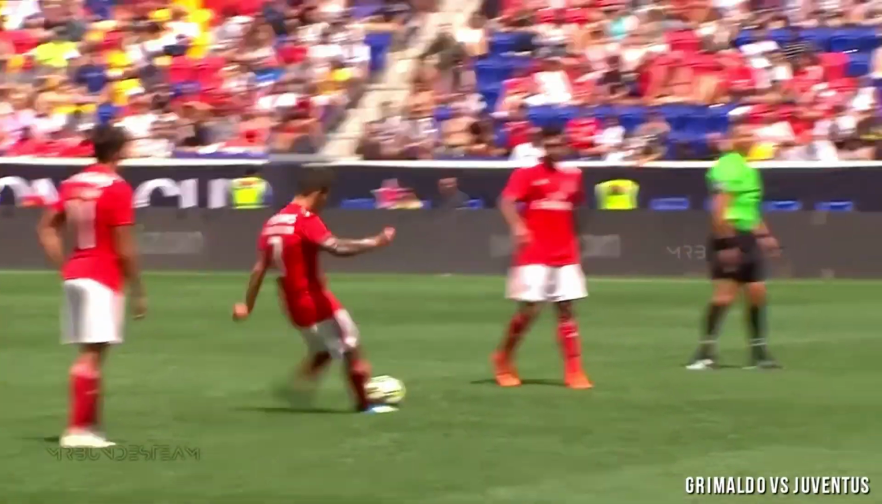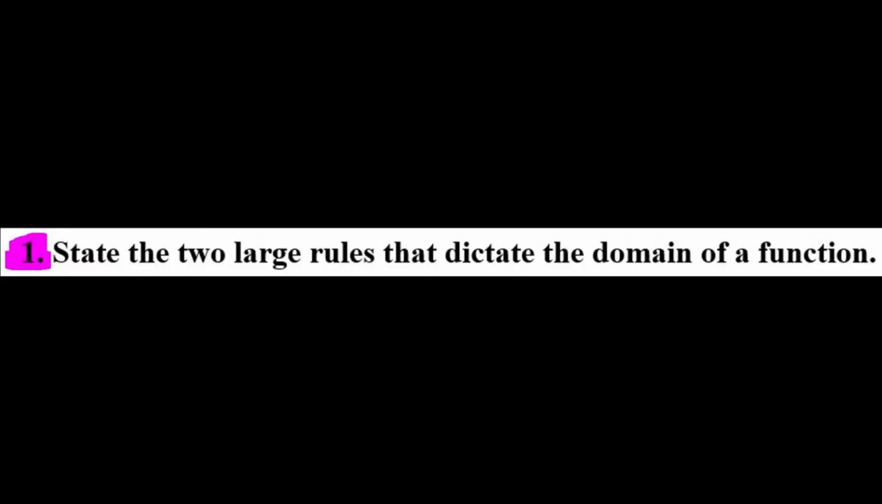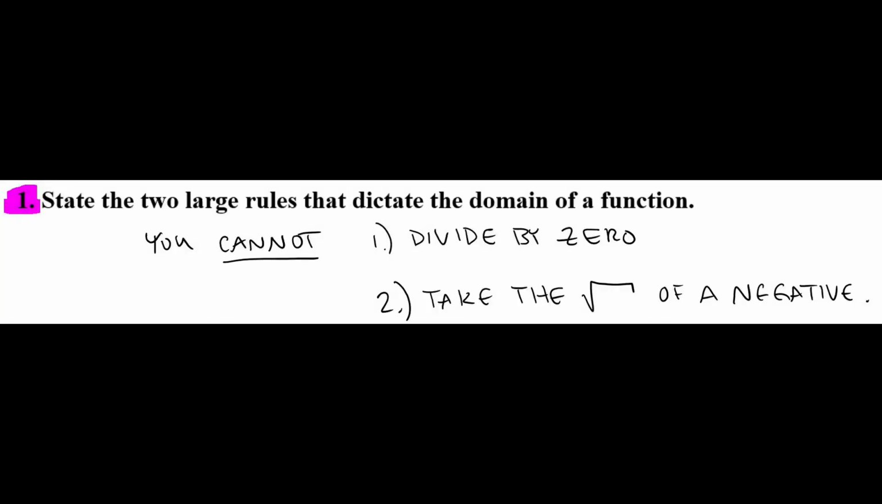All right, so let's talk first of all about number 1. Number 1 says, state the two large rules that dictate the domain and range of a function. For domain and range, the biggest things that you have to remember are you can never divide by 0 and you can never take the square root of a negative number. We do have a workaround for taking the square root of a negative number, and that's imaginary numbers, but we're not talking about that here.